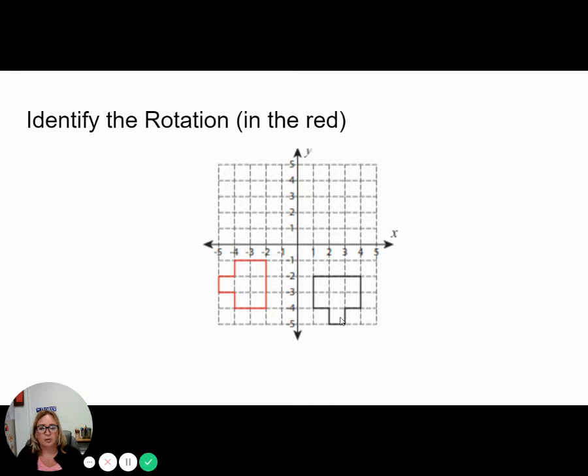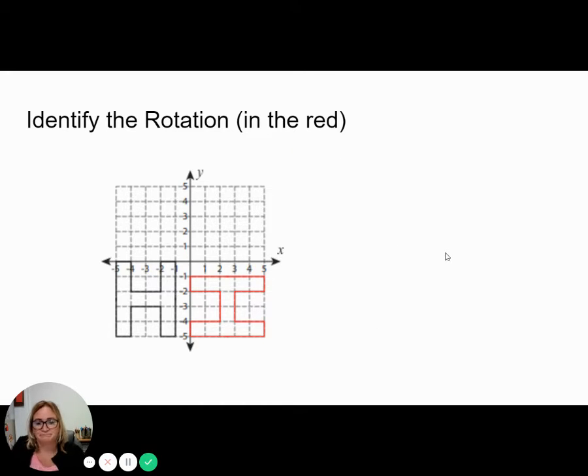Okay, and then to determine the degree, you're going to count the number of quadrants that you moved. So in this case, you moved 1 quadrant. A quadrant is 90 degrees. So this movement would be called a 90-degree clockwise movement. Okay, 90-degree clockwise movement.